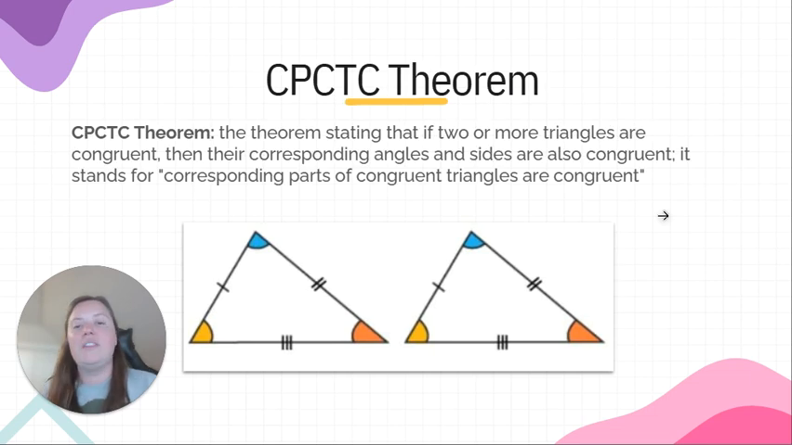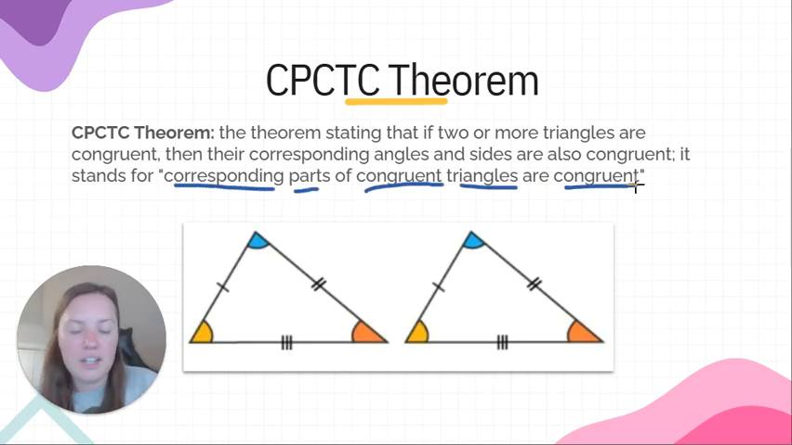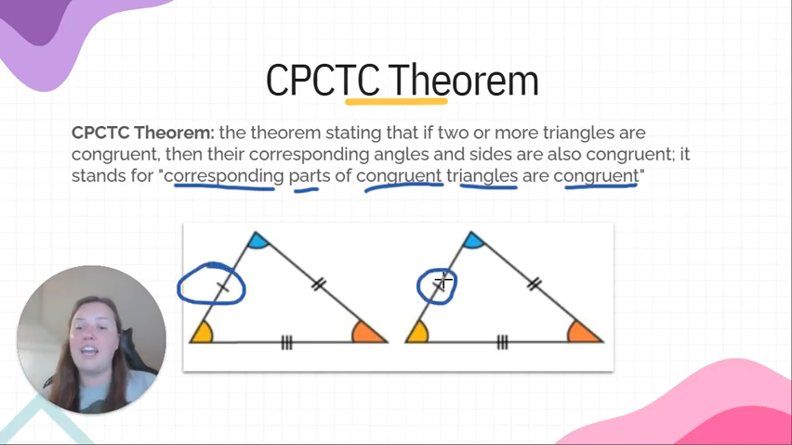Up next, the CPCTC theorem. Once again, this means corresponding parts of congruent triangles are congruent. So we've just talked about how angle or side 1, those are corresponding. I'm telling you that these triangles are congruent because these sides are corresponding. That means that they are congruent also. Same shape, same size, corresponding, all the good stuff, okay?